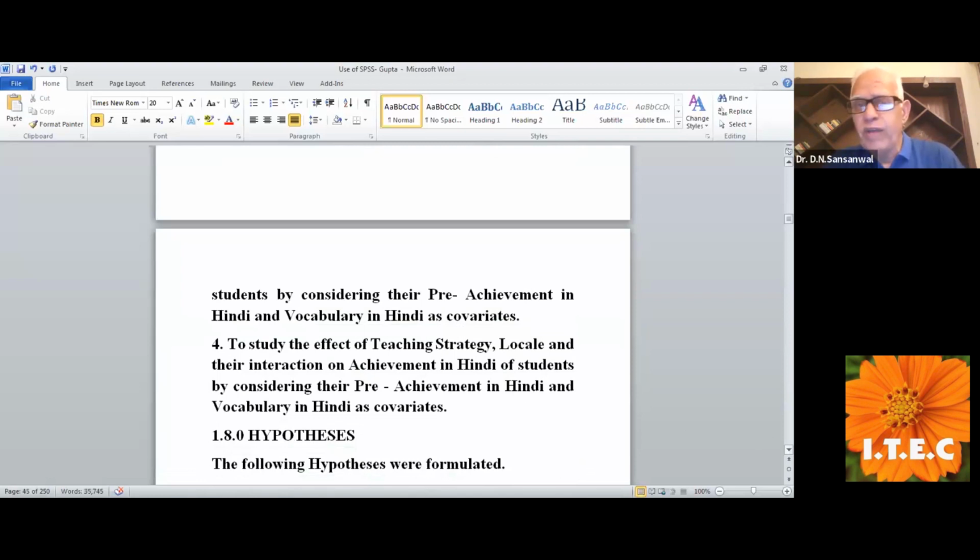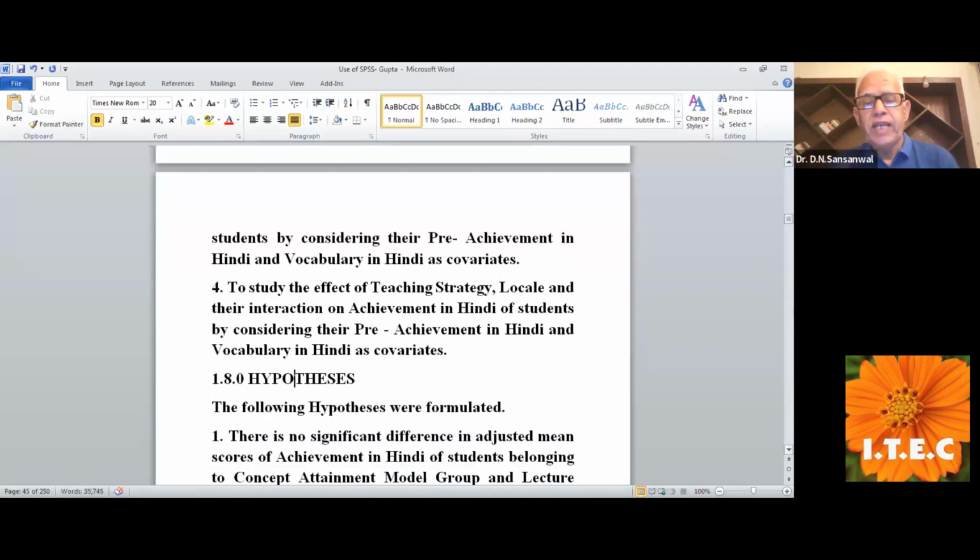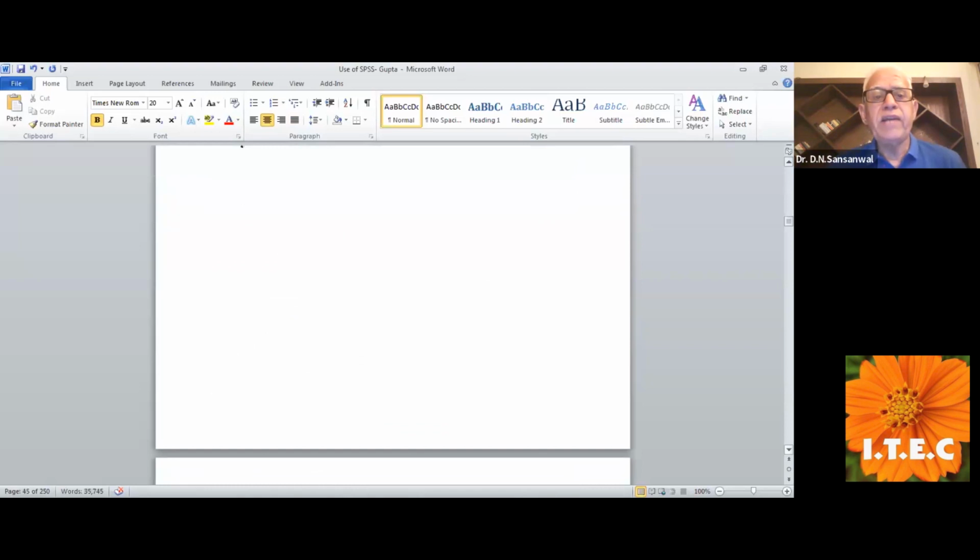For gender, you do not have to have a tool. For locale, you do not have to have a tool. So you must know your variable for which you have to have a tool. There are only two variables for which you have a tool. One is achievement in Hindi. Another is vocabulary in Hindi. So we write like this.